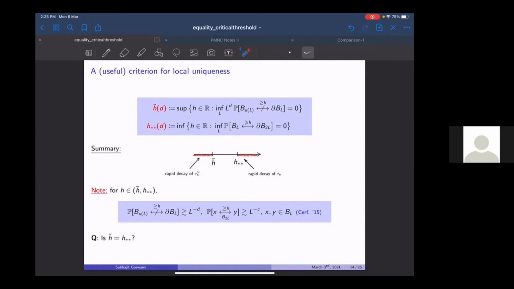And what are the informations that we have? So in view of these two definitions, one is that when you are below h star star, as I told you, you have uniformly the following: the probability that B_L is connected to the boundary of a twice bigger box, infimum over L, is bigger than or equal to some constant depending on h and d, that's strictly bigger than 0. Okay, that you have.